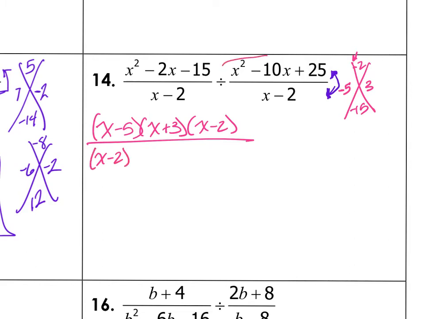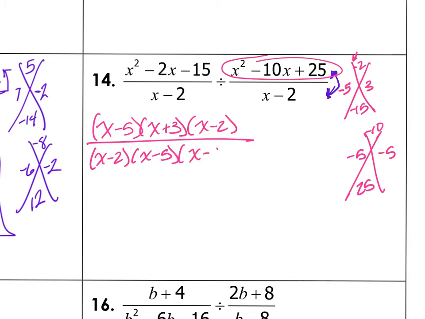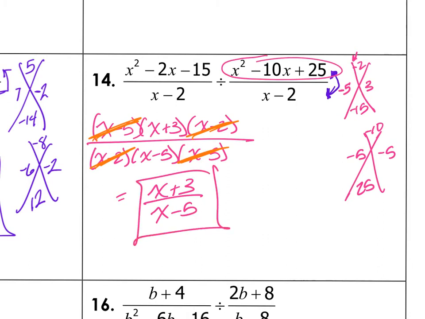And I need to factor this now. So I need two numbers that multiply to be 25 and add to be negative 10. So I'm going to say negative 5 and negative 5. x minus 5 times x minus 5. Okay, so let's see. I've got an x minus 5 on top and on bottom. And an x minus 2 and an x minus 2. So I've got x plus 3 over x minus 5. There we go. Okay, beautiful.